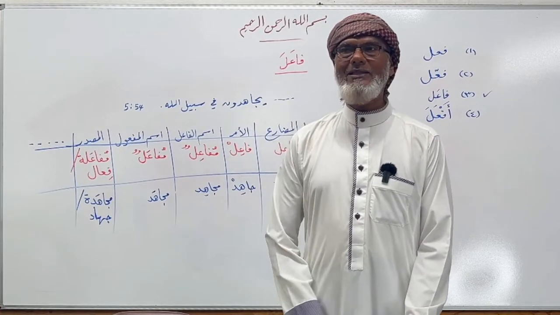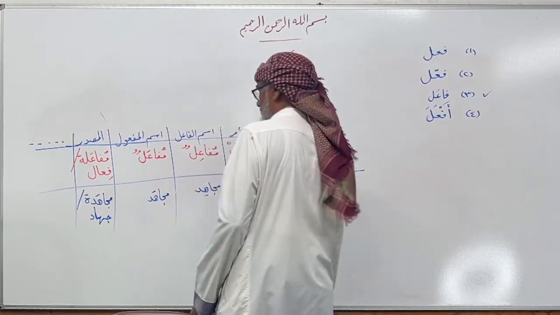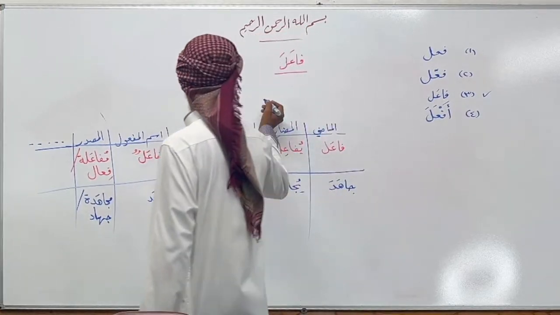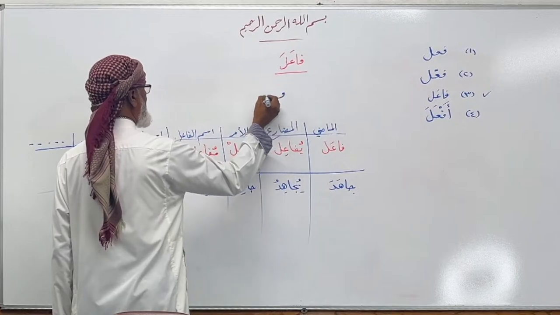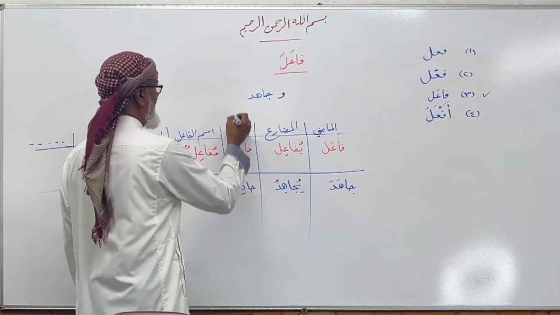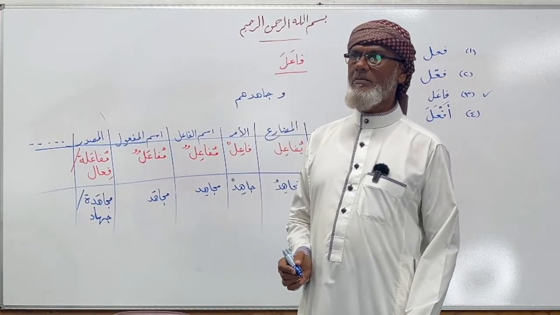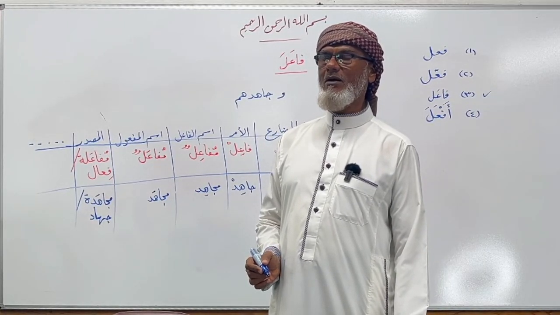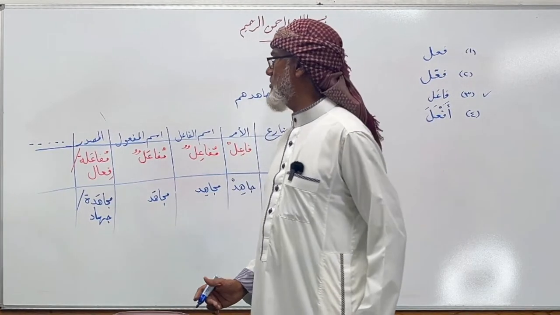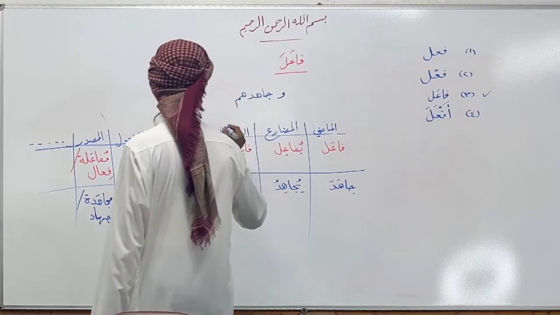And the fourth example, now we look at the imperative, the command. What is the imperative of jahada? Jahid. Allah says, wajahidhum bihi jihadan kabira. It is in Surah Al-Ankabut. No, not Ankabut. Surah Al-Furqan, Surah 25.